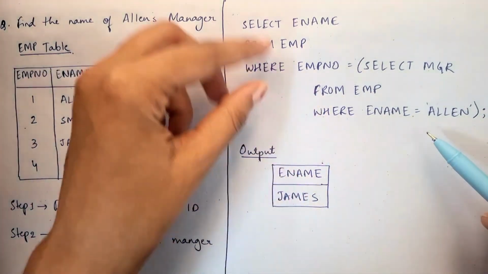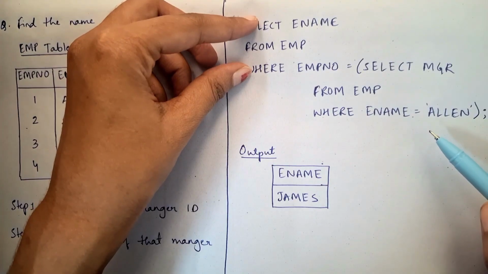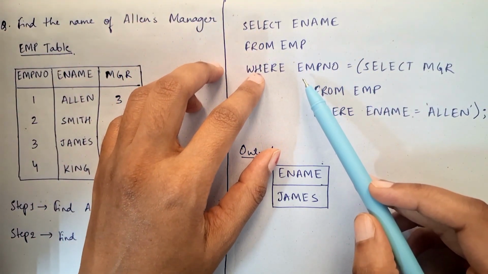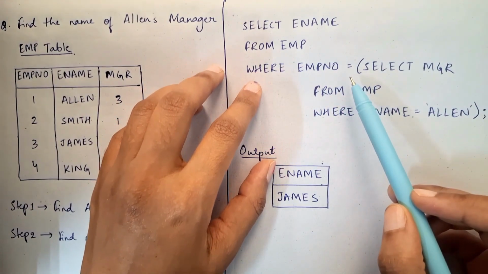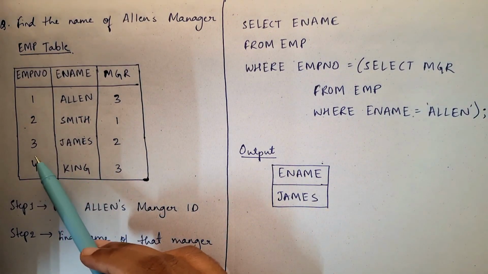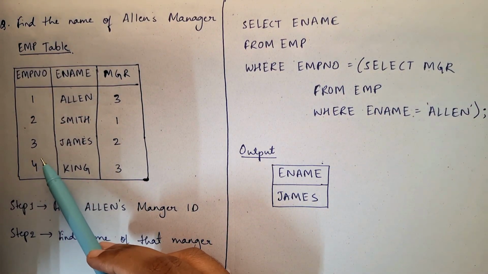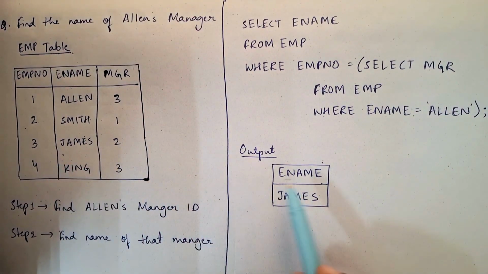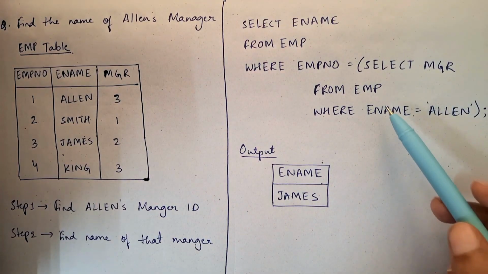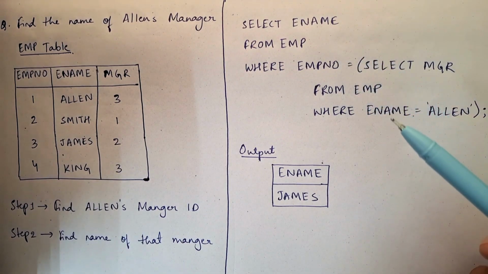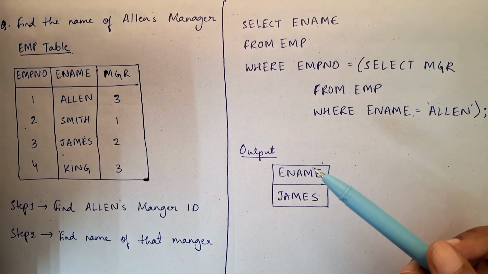Now this value is passed to the outer query. So the outer query becomes select ename from EMP where EMPNO is equal to 3. Now this will check the table and find whose employee number is 3. And we know that employee number 3 belongs to James. So the final output is James. And remember this flow always. First the inner query executes, then its result is used by the outer query. And that's how we connect our logic with the SQL query.